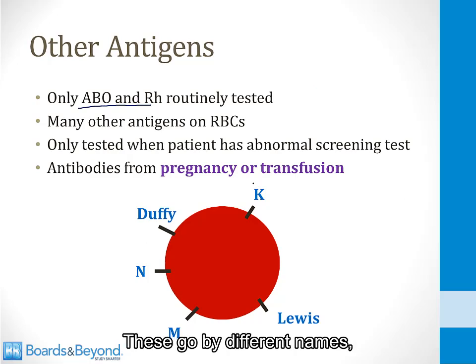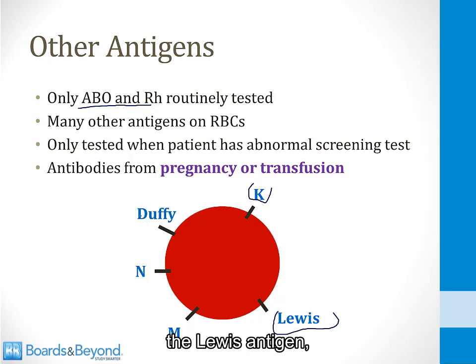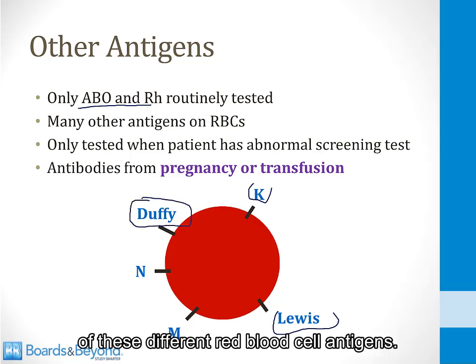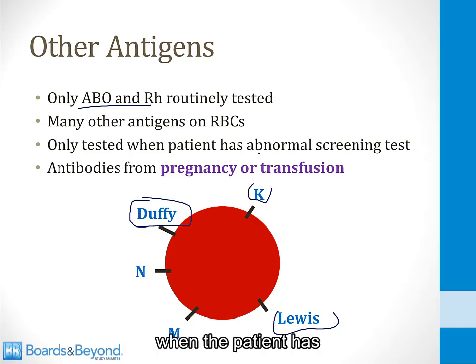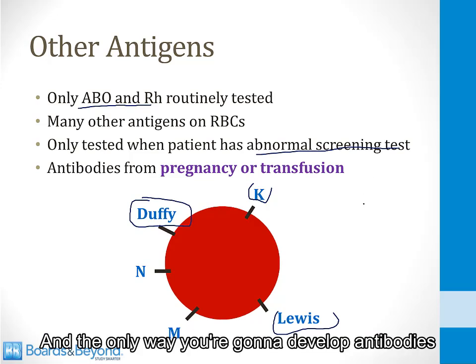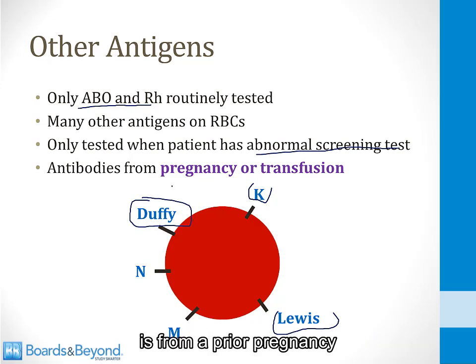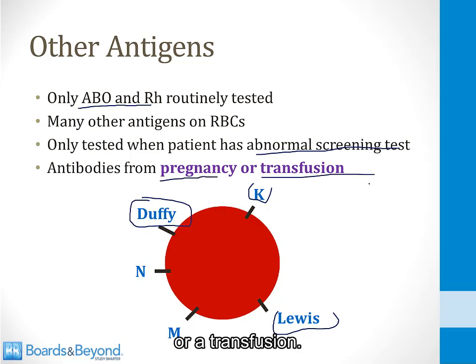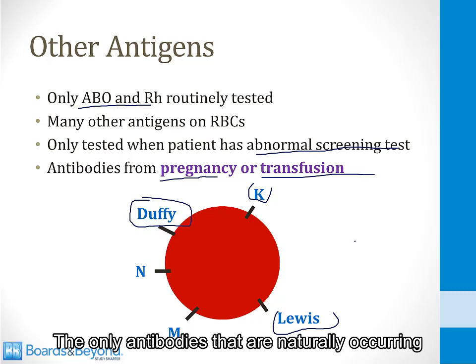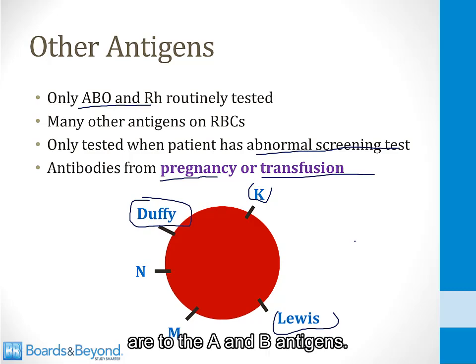There are other antigens besides the ABO and Rh, but they are not routinely tested. These go by different names like the K antigen, the Lewis antigen, the Duffy antigen. You can read about many of these different red blood cell antigens. These antigens are only tested for when the patient has an abnormal screening test we'll talk about in a minute. And the only way you're going to develop antibodies to any of these antigens is from a prior pregnancy or a transfusion. None of these occur naturally. The only antibodies that are naturally occurring are to the A and B antigens.